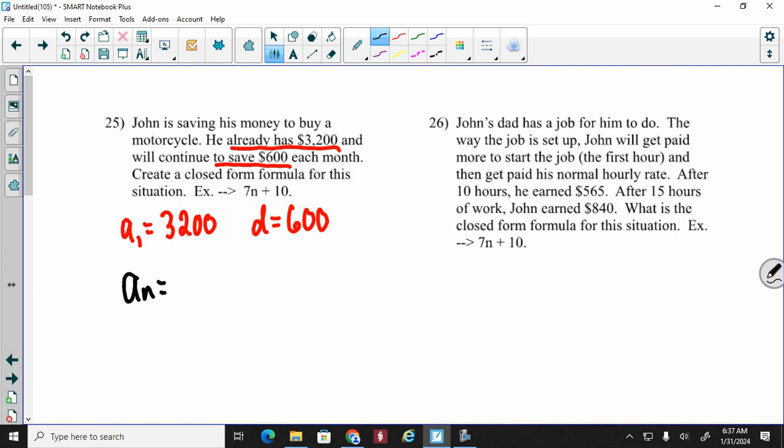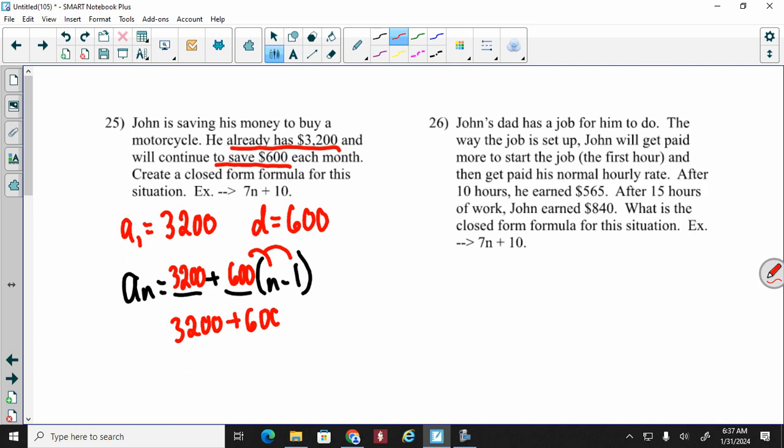So A of n equals something plus something times n minus 1. I already know my first term, 3,200. I already know my common difference, which is 600. Distribute: 3,200 plus 600n minus 600. Combine the first, combine the last. My final answer is 600n plus, I believe, 2,600. There you go.